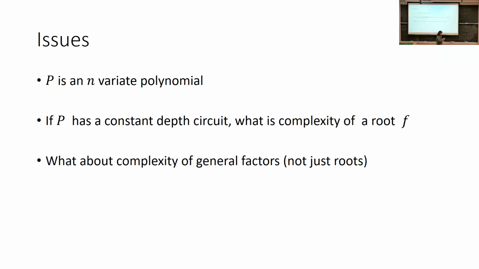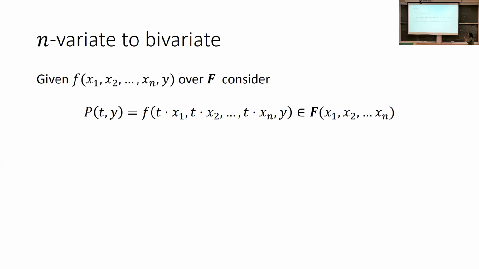Okay. So now what remains to be done? One is Furstenberg's formula was for bivariate polynomials. We are working with n-variate polynomials. That's one issue. Second issue, we still need to figure out why Furstenberg's result implies that if P had a constant depth circuit, then F has a constant depth circuit. We'll see that. And we just talked about the complexity of roots of the polynomial, not the complexity of general factors of the polynomial. So that's the third issue. Let me just quickly flash one slide for how to resolve each issue.